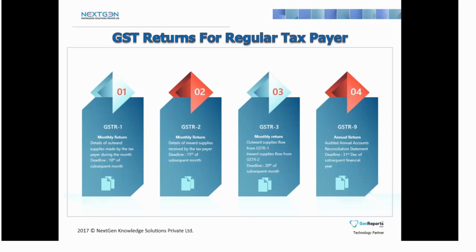Now, just to refresh your memory, these are the returns which will be filed by a regular taxpayer. I will not go into detail of these returns because we have already discussed this in one of the webinars earlier. GSTR 1 monthly return will be detail of outward supply of goods and services. GSTR 2 monthly return relating to inward supply of goods and services. GSTR 3 monthly return will be prepared based on GSTR 1 and 2 filed by the taxpayer, and annual return in the form of GSTR 9.